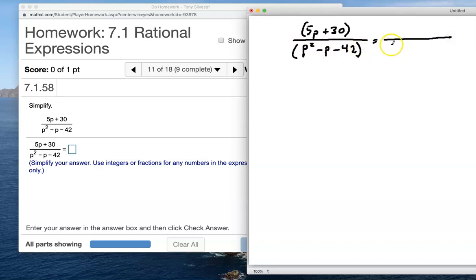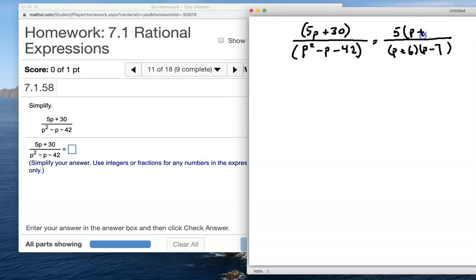Okay, the bottom. I'm going to start with the bottom because we've done a bunch of those. We got a couple of p's for the p squared. I get a plus and minus because you need to generate a negative 42. And it looks like 7 and 6 might be the answer, because 7 times 6 is 42, and that would add up to be negative 1 in the middle. That's good. The top, just pull out a 5.